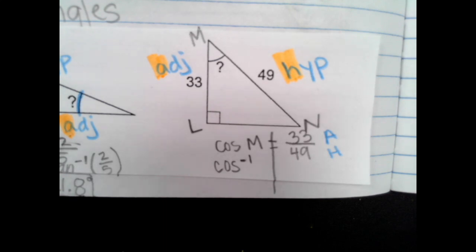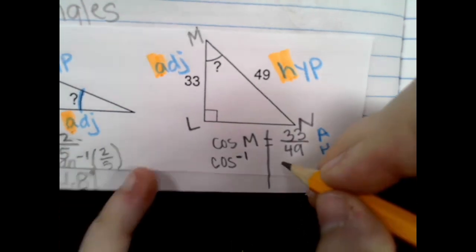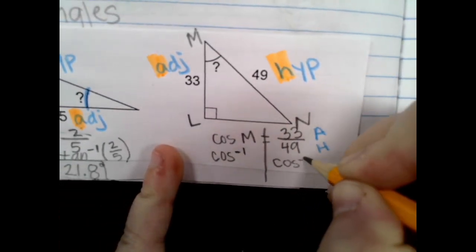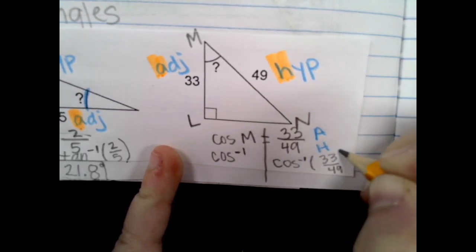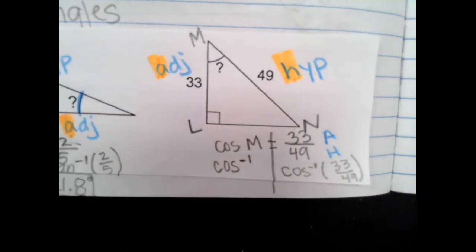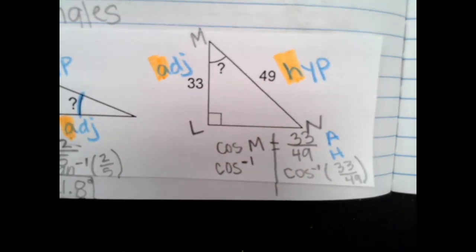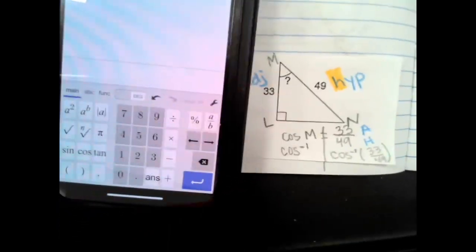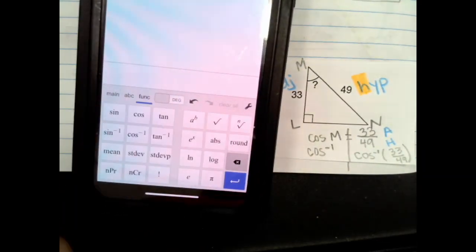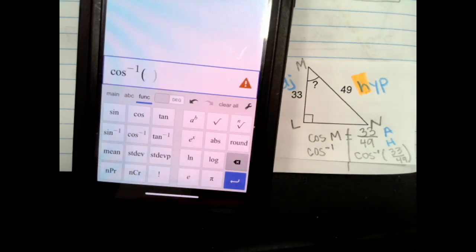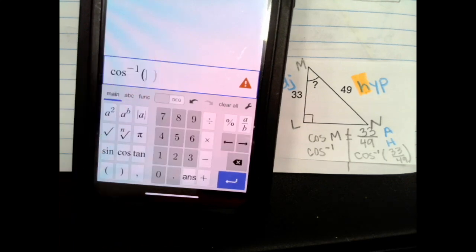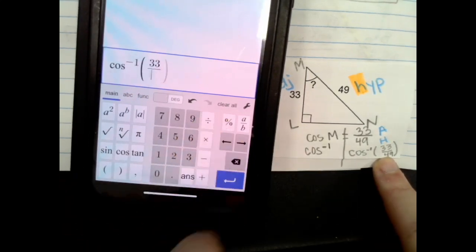Okay, let's cosine inverse. And if we do it to one side, do it to the other side. So on this side, I'm going to do cosine inverse. And in my calculator, I'll have to put in that fraction, 33 over 49. So in my calculator, I'm going to find that cosine inverse. To get to that, we have to hit that function button. Find that cosine inverse there. If you're on your computer, it's nice because you can just use your numbers at this point, but otherwise you have to go back to main. 33 over 49.